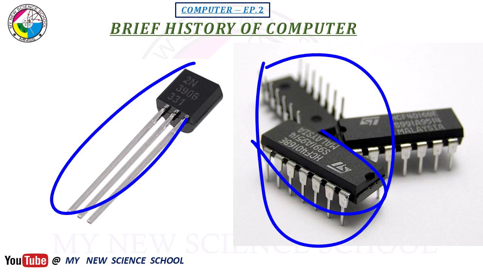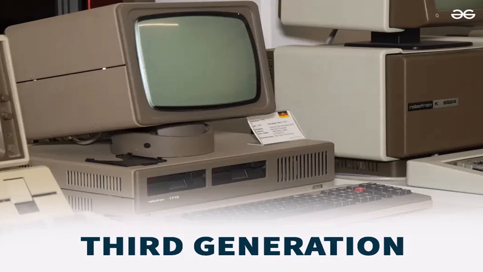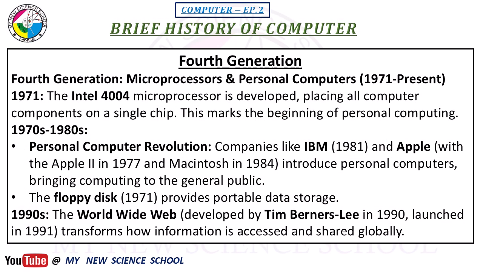Examples of third generation computers are these. This is a third generation computer. Then now, fourth generation computers. The technology from the third generation is now further developed. We have the chip from the third generation computer, and the chip is now further enhanced into the microprocessor.